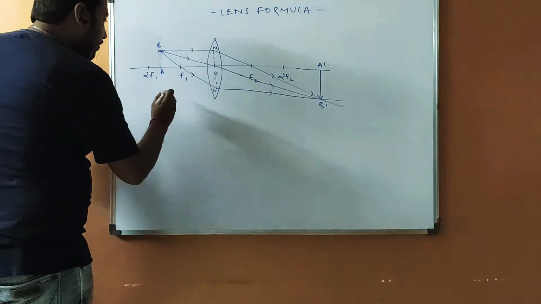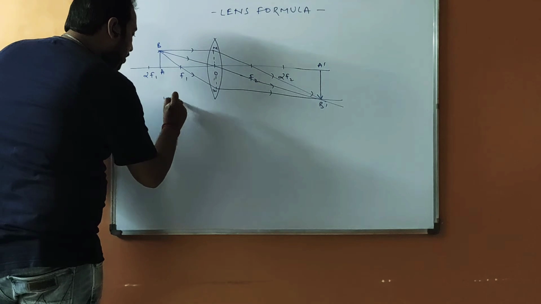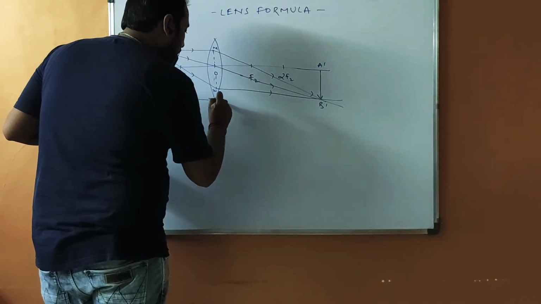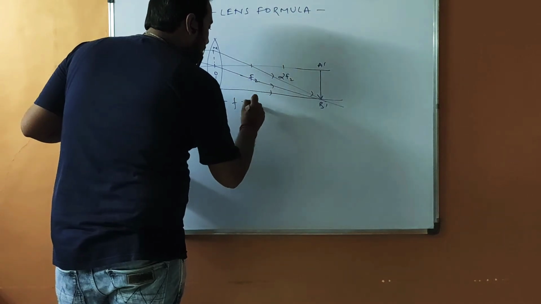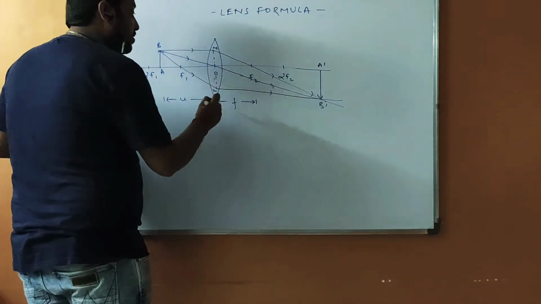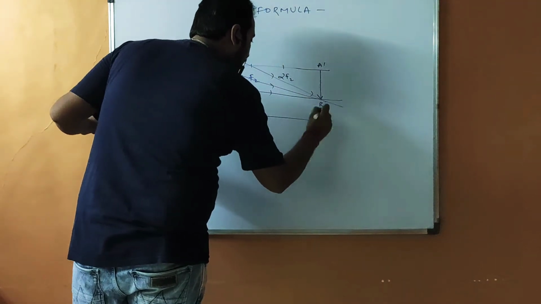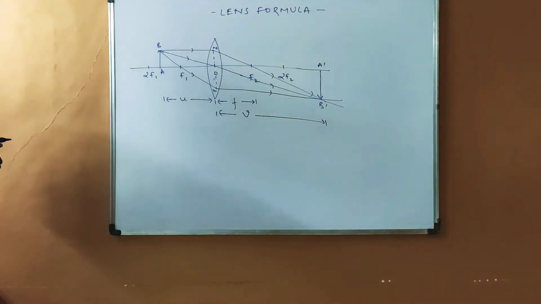We should mark the distances also. This should be u. This should be the focus, the principal focus, and this should be the image distance.